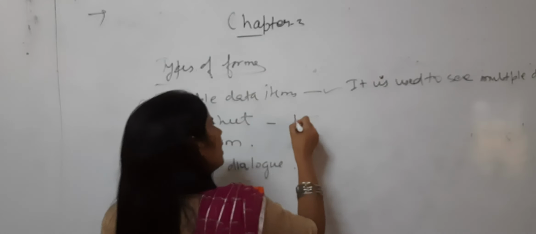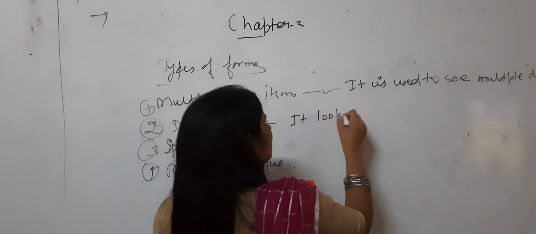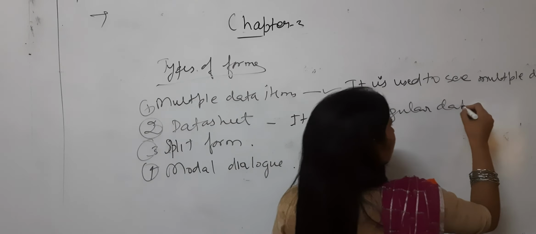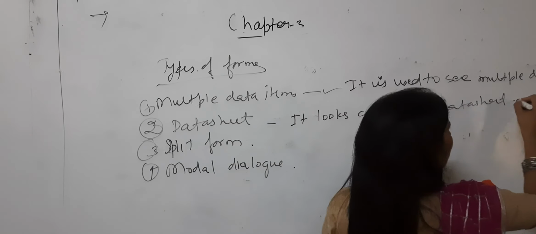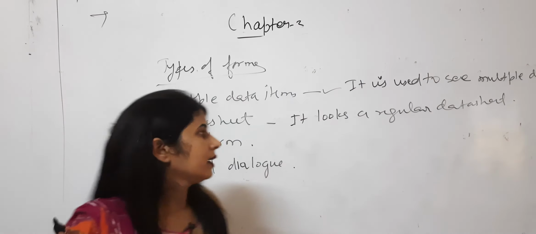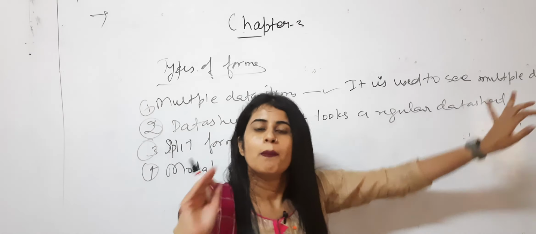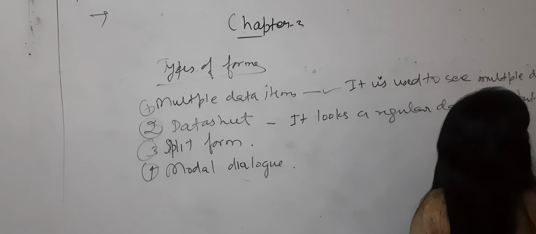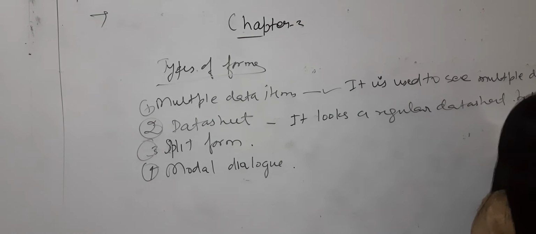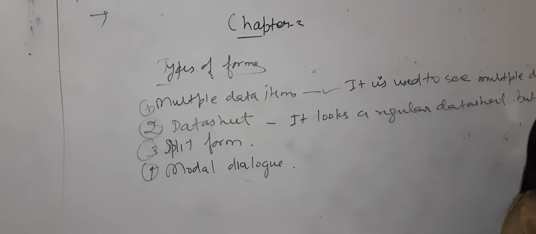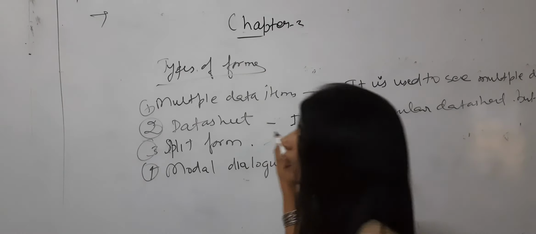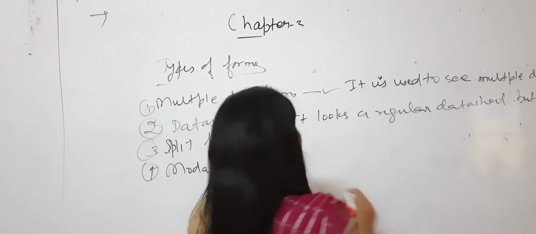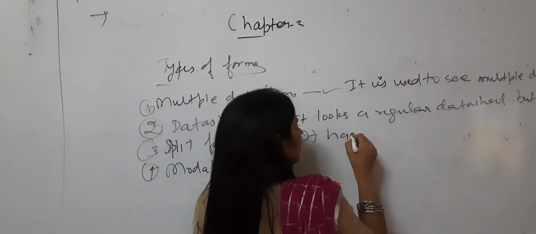What is a data sheet? It looks like a regular data sheet, a sheet that consists of a number of cells. So it looks like a regular worksheet, but actually it is a form. The third one is split form. This split form consists of two parts.